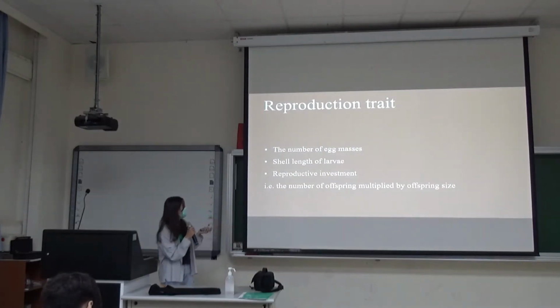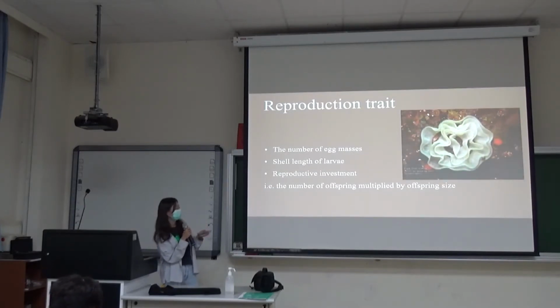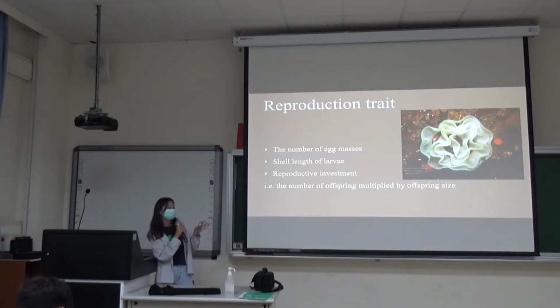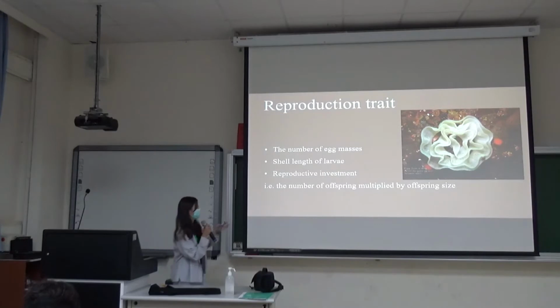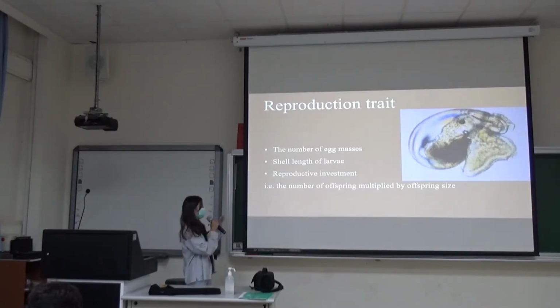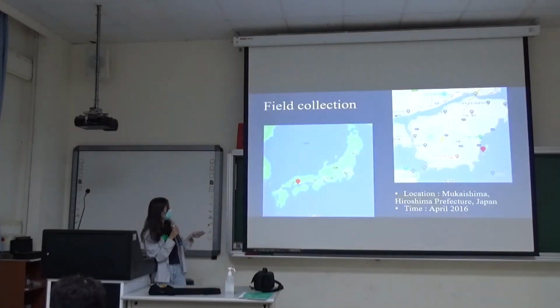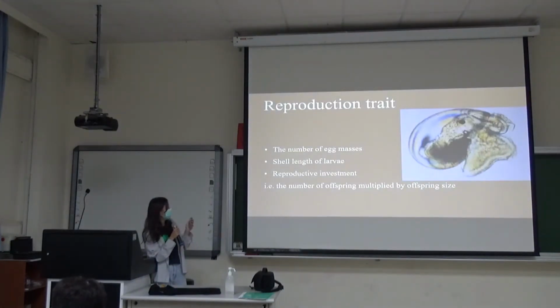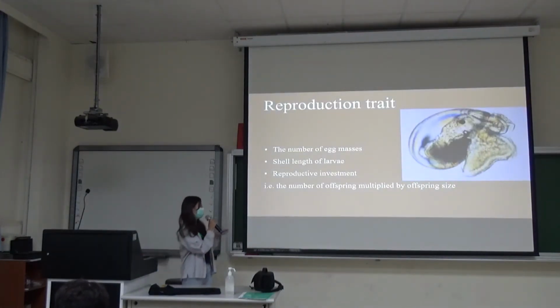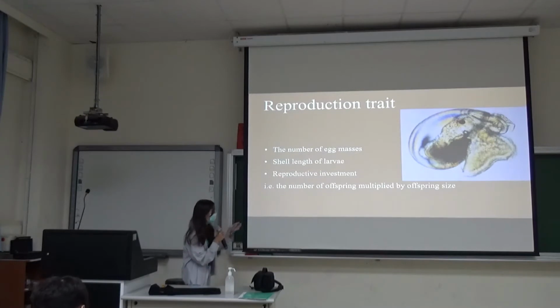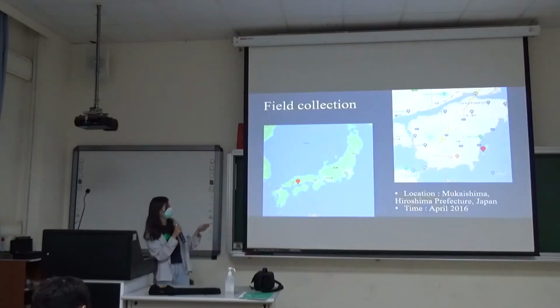Okay, so we have to know what reproductive traits are. First, the number of egg masses. You can look at the picture. It looks like a flower, and inside the egg masses there are a large number of eggs. Second, the shell length of larvae, and larva means the immature form. Third, reproductive investment is the number of offspring multiplied by offspring size.